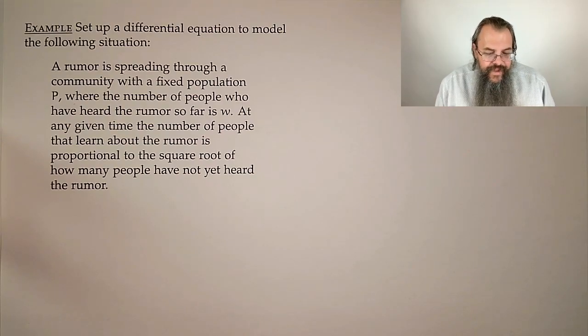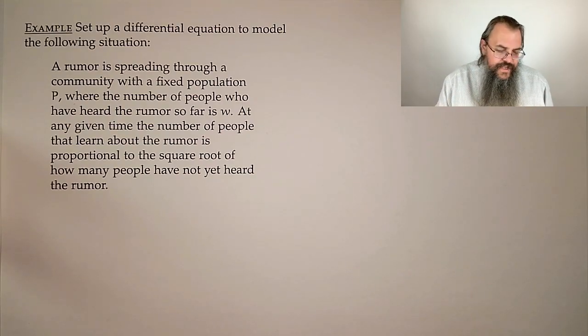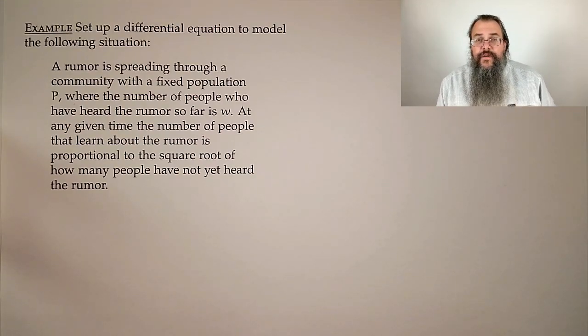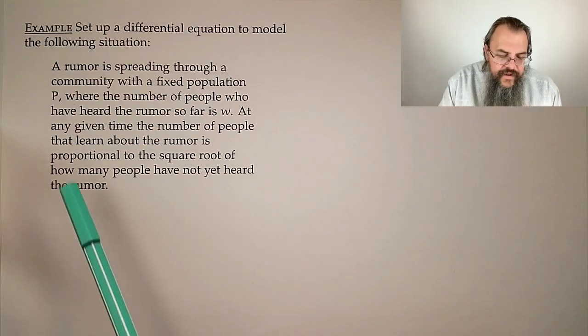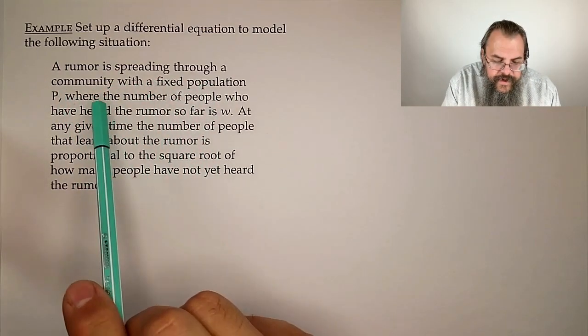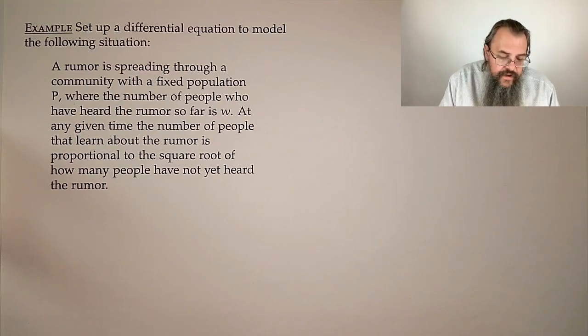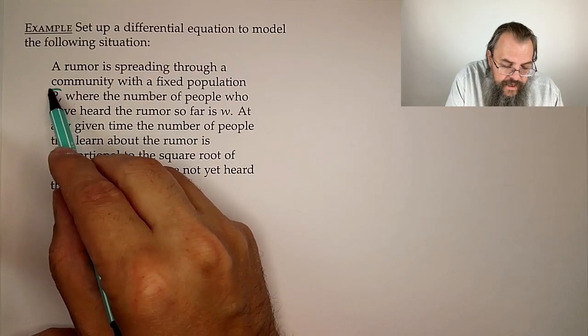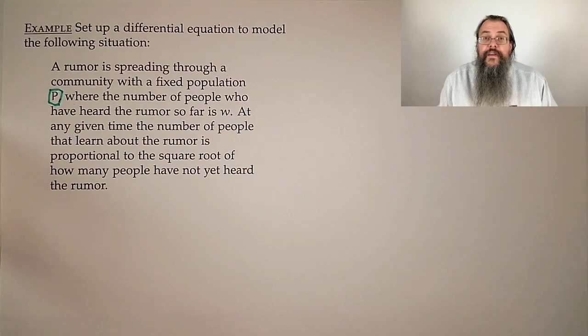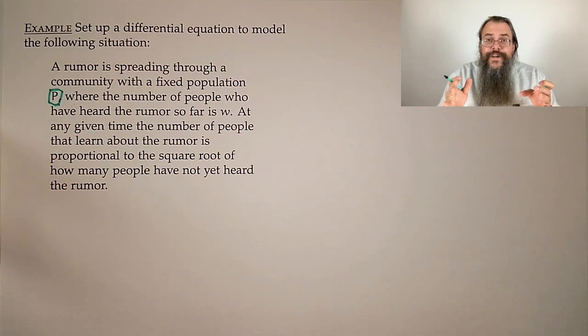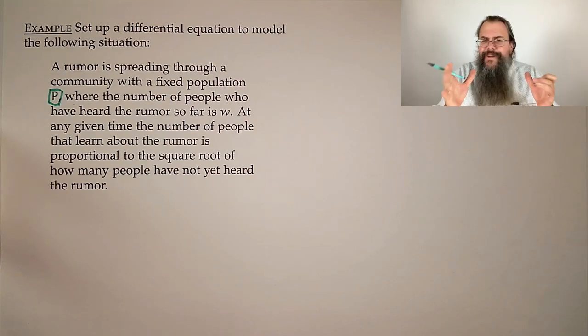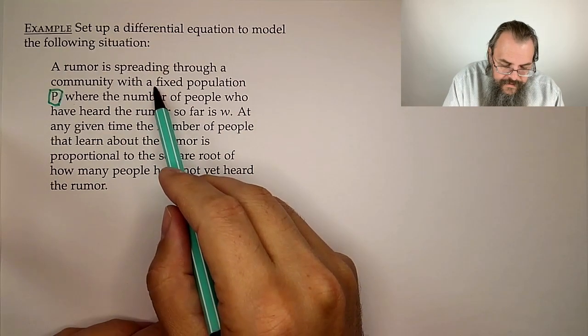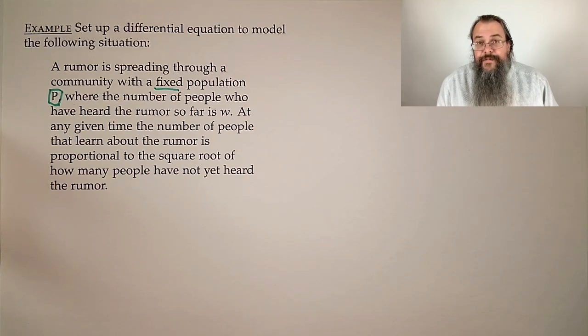Okay, so let's start with the first part, the first sentence, which is telling us the setup. It says, a rumor is spreading through a community with a fixed population P. So notice we have P. And what can we say about P? Is it changing or is it constant? And the answer, it's a constant. Now, how do we know? Well, the word fixed, that's telling us it's a constant.